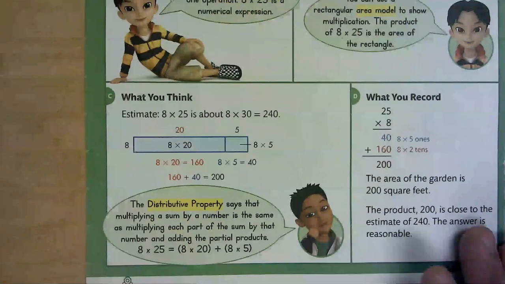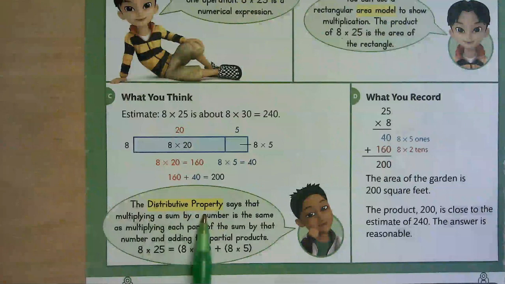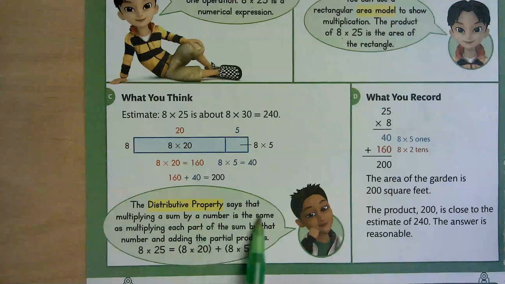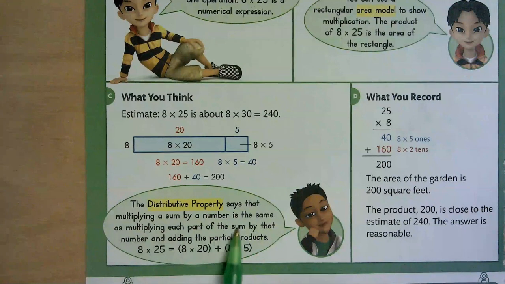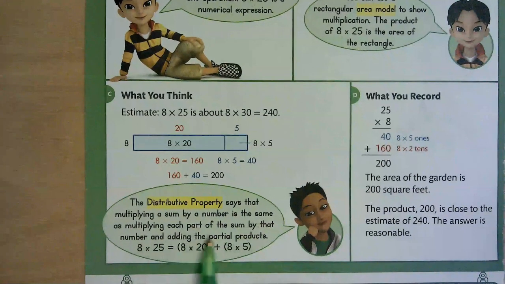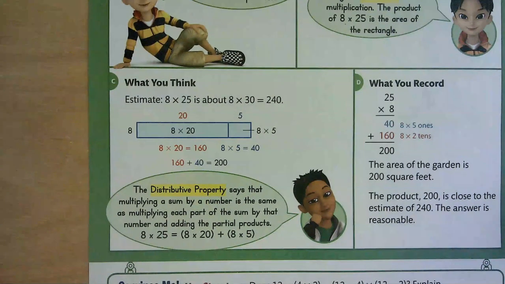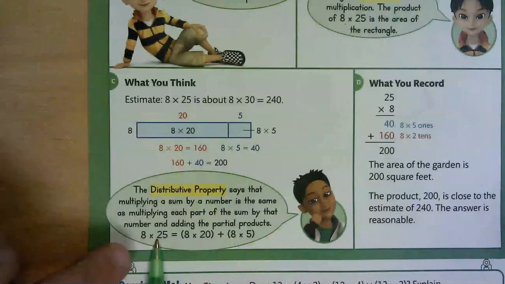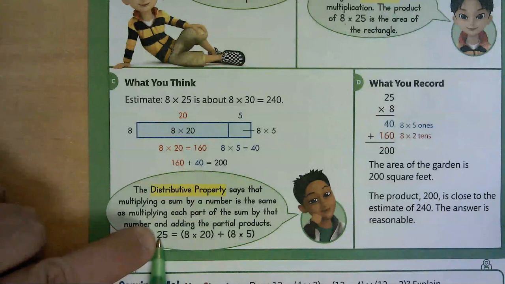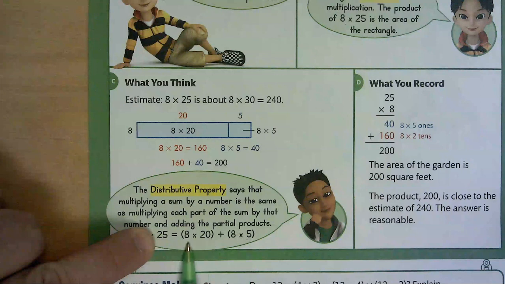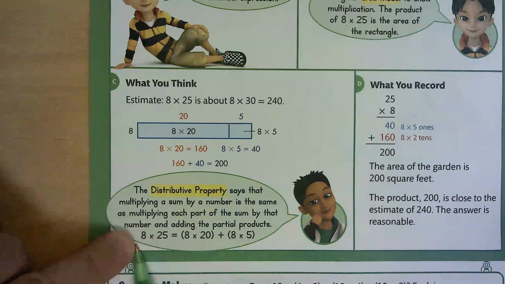All right. And then we're going to come down here. Letter C. The distributive property says that multiplying a sum by a number is the same as multiplying each part of the sum by that number and adding the partial products. And you might be saying, that's a lot of words. I'm not real sure. Look down here. 8 times 25. Well, this is the same as saying that if we took 25 and broke it into its two different place values, 20 and 5, and multiplied those each by 8, and then added it all together, it would still give us the same answer.